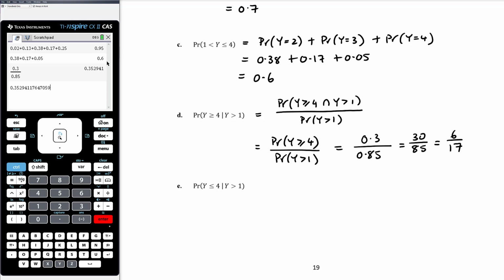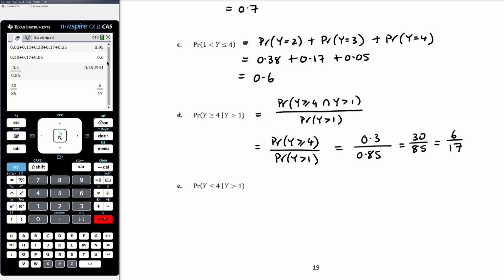So you do need to be able to, even if you have got your CAS here, it's not going to give you a nice exact answer if you do 0.3 divided by 0.85. So having tools that enable you to work out, well, 0.3 divided by 0.85 is 30 divided by 85, and then you can get your CAS to simplify it that way. Okay, so unless you're told to give a rounded answer, don't give a rounded answer.